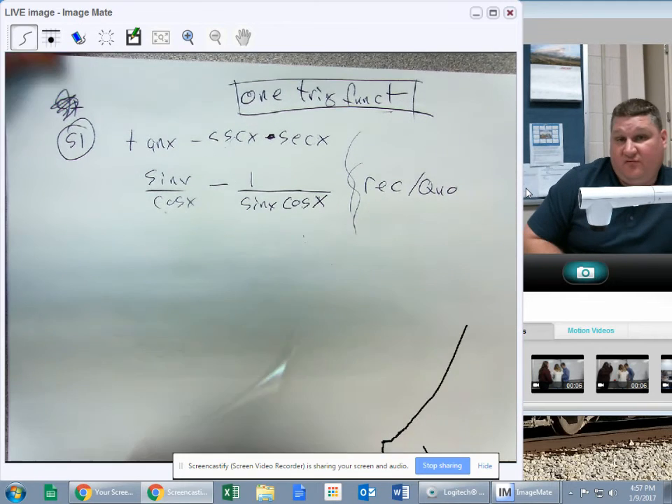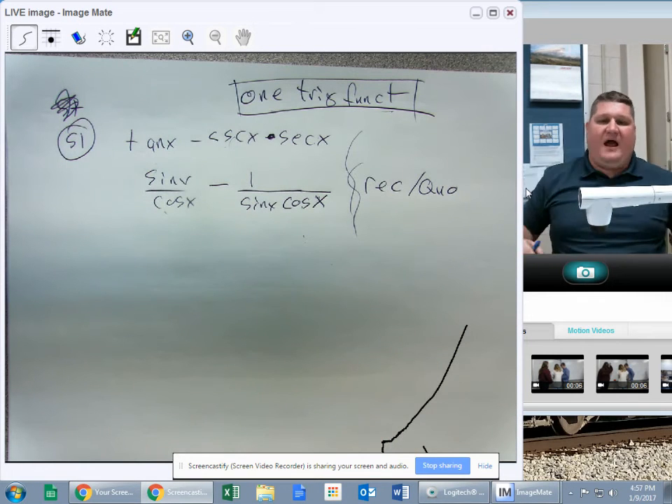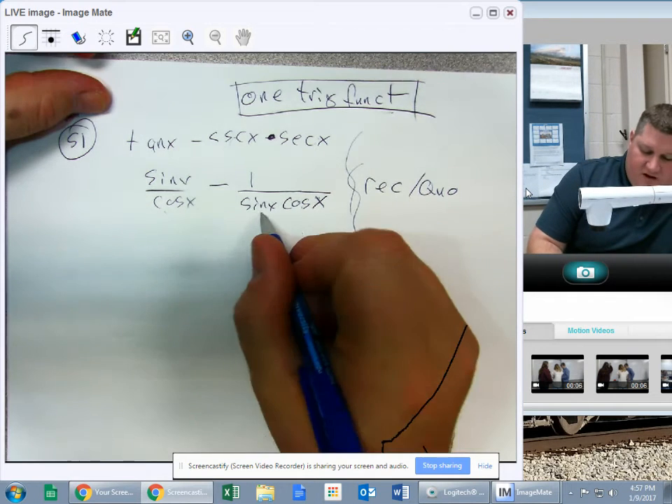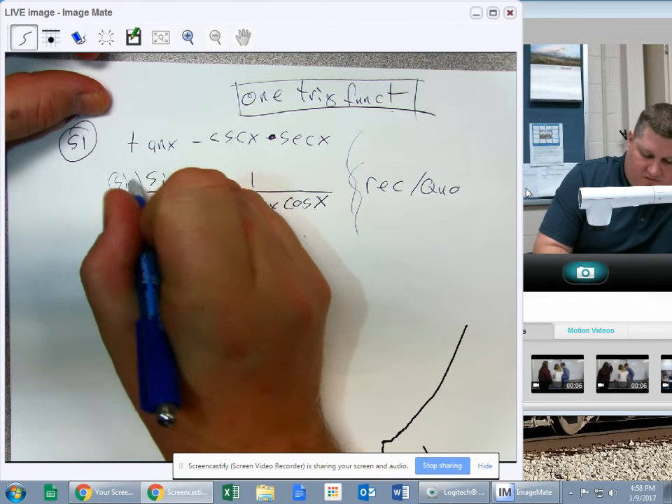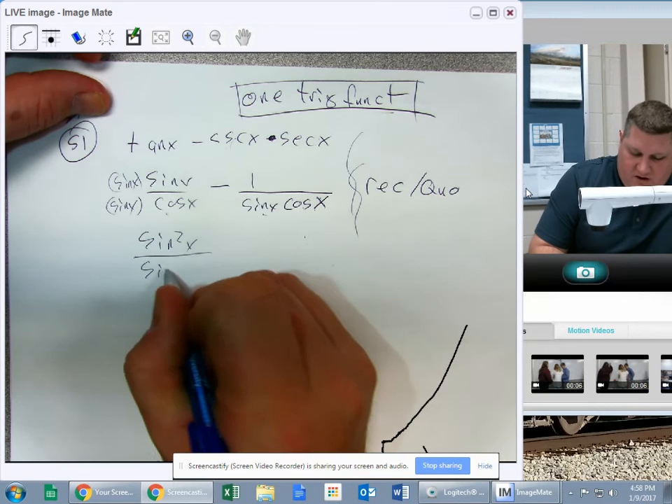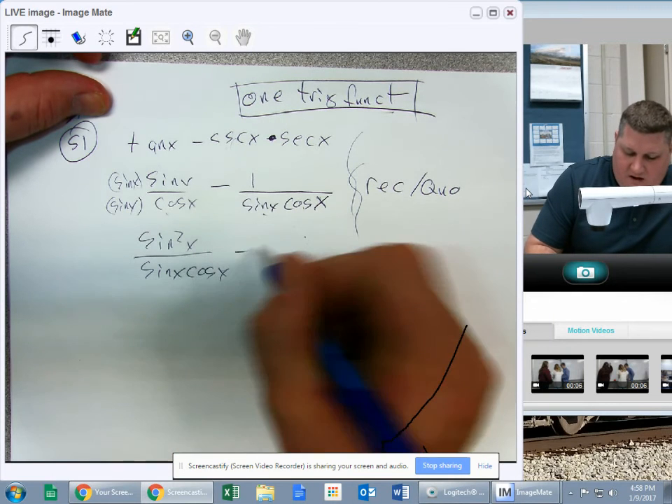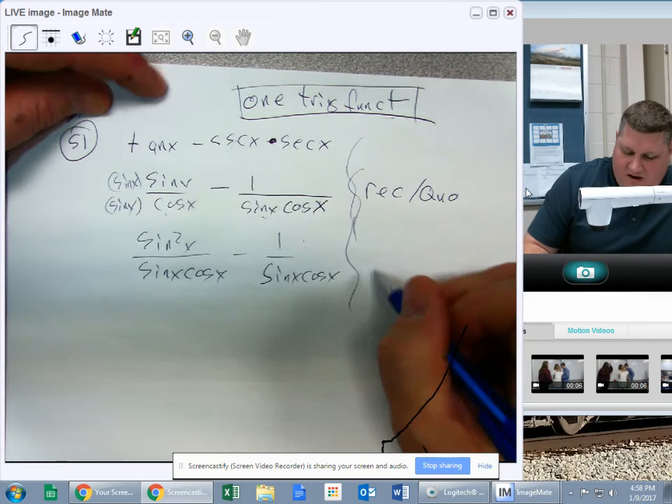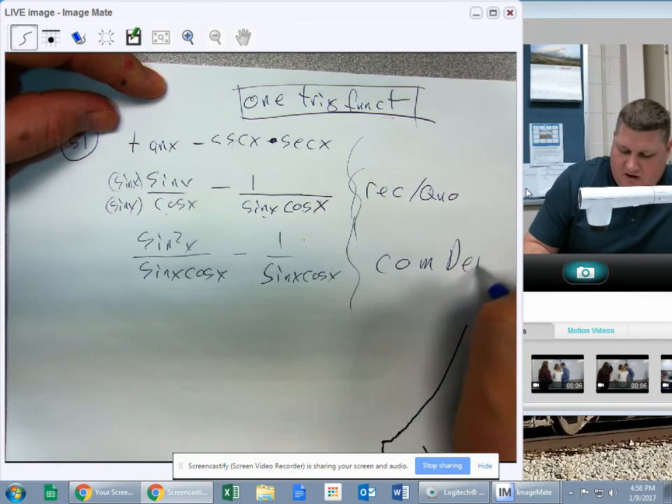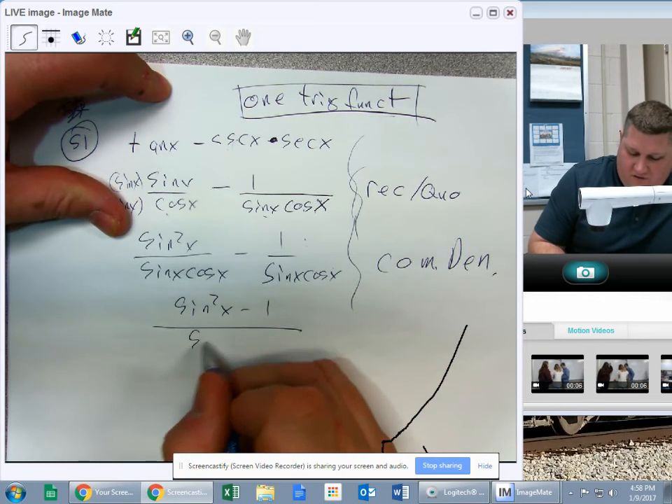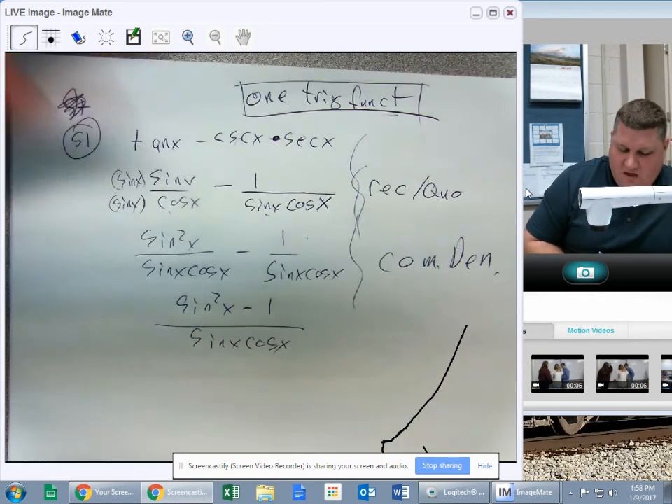Now, in this case, I still have two fractions. What do I do every time I have two fractions, ladies and gentlemen? Every time you have two fractions of these, you're going to find common denominators to put them together. So I have a sine and a cosine. This needs a sine x. This needs a sine x. So I have sine squared x over sine x cosine x minus 1 over sine x cosine x, and that is by common denominators. And so let's put them together. I got sine squared x minus 1 over sine x cosine x, and that's nice.